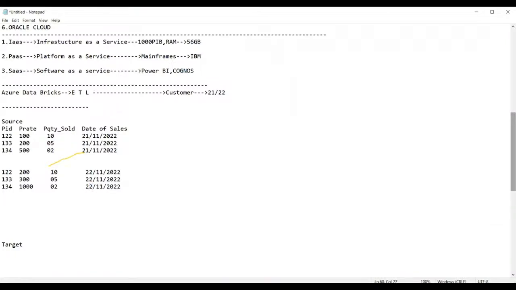Now tell me, as you have this two days' data, is the two days' data here or not, guys? Is there any difference in the sales from the 21st to the 22nd? Can you tell me, guys? Yes, there is a difference, sir. How can you say that?